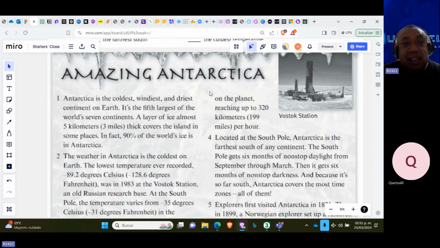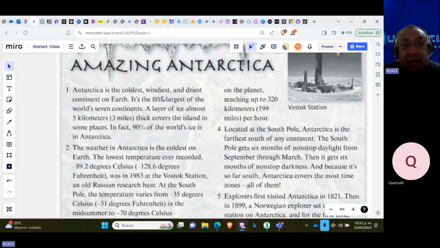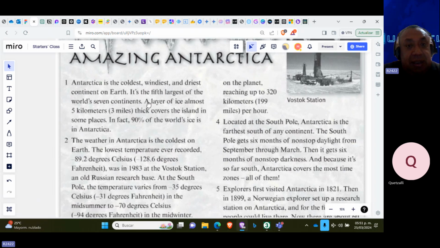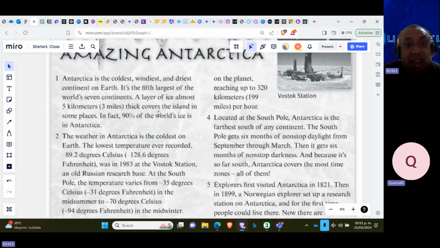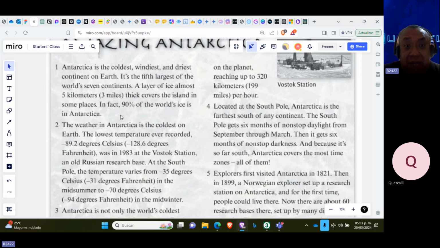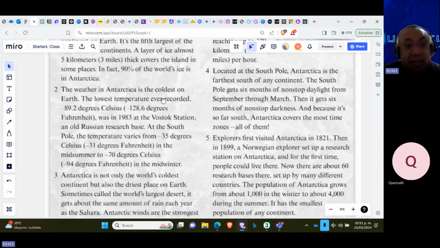For example, it says, I will start. Amazing Antarctica. Antarctica is the coldest, windiest, and driest continent on Earth. It's the fifth largest of the world's seven continents. A layer of ice almost 5 kilometers, 3 miles thick covers the island in some places. In fact, 90% of the world's ice is in Antarctica.